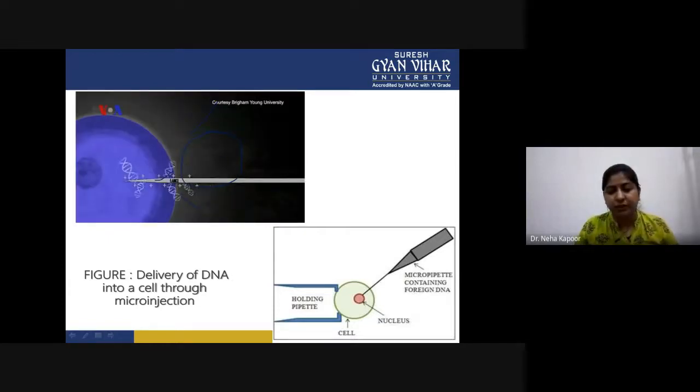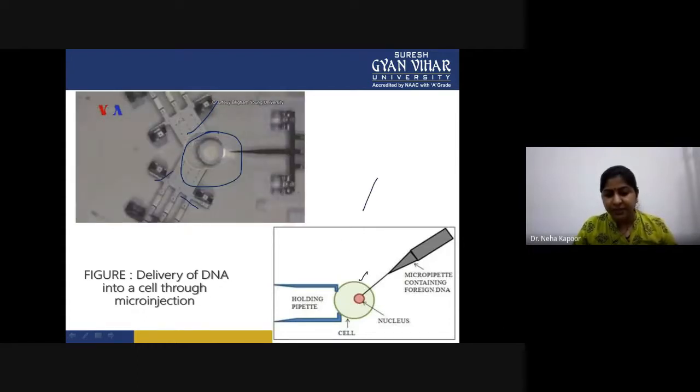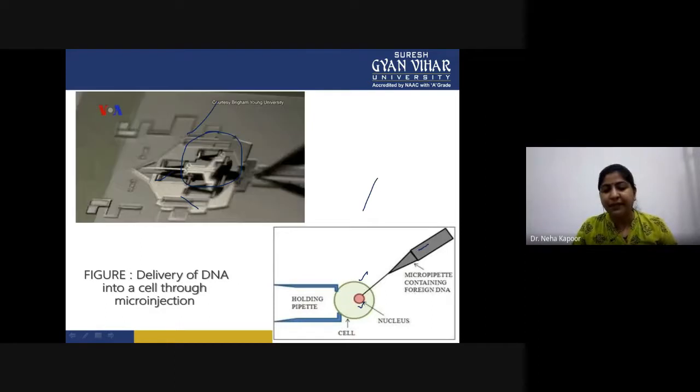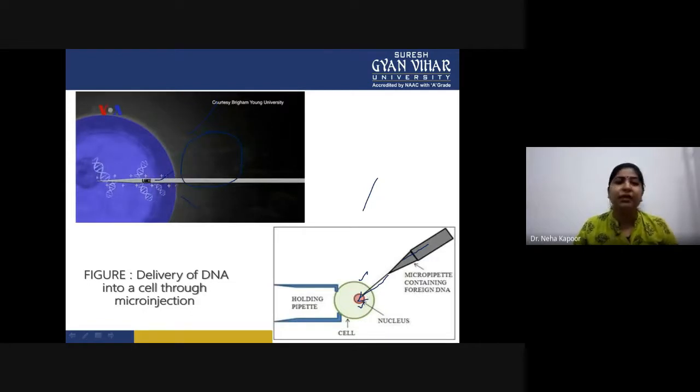If you want to draw a diagram, you can see this is a cell, this is the nucleus, this is a holding pipette that is actually holding this protoplast or cell. And this is the micropipette containing the foreign DNA. With the help of a very fine tipped needle, we deliver the DNA inside the nucleus.